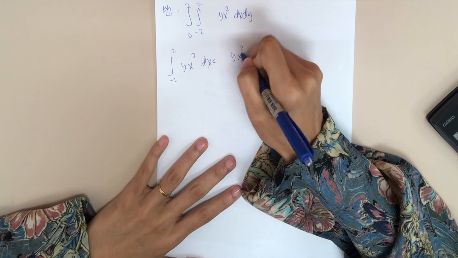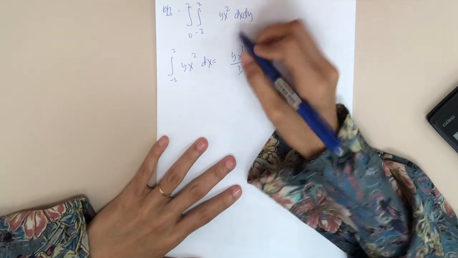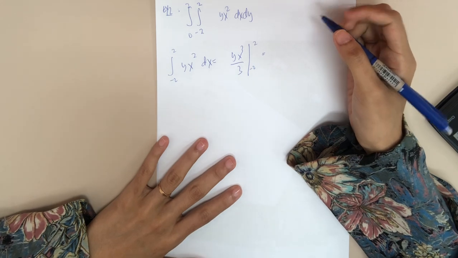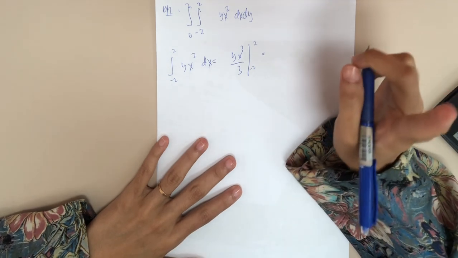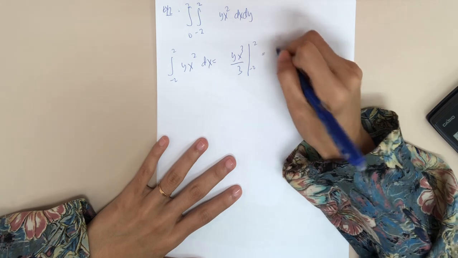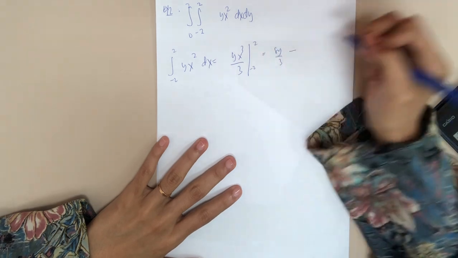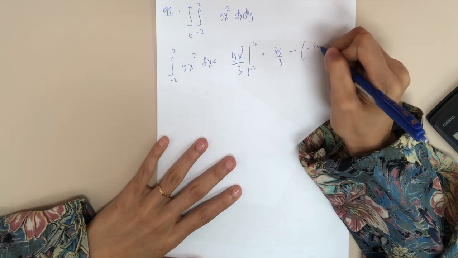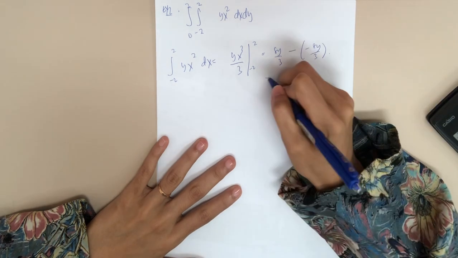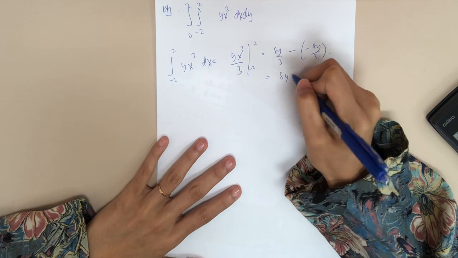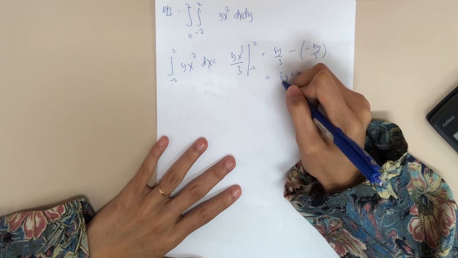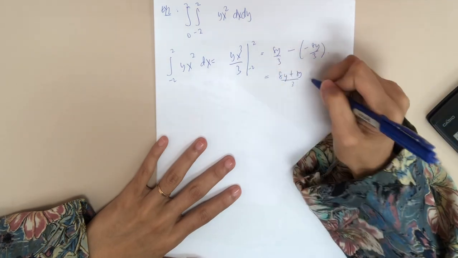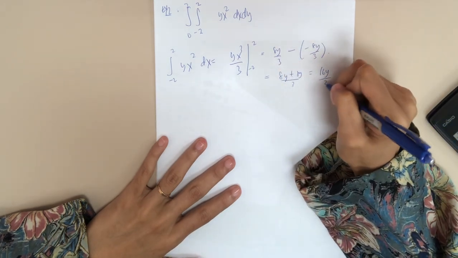Okay, yx cubed over 3. And then substitute the value into negative 2 to 2. So 2 to the power 3 is 8, substitute into x. So 8y over 3, and then minus, substitute negative 2, so it will be negative 8y over 3. So it will be 8y plus 8y over 3, it's the same, right? So it will be 16y over 3.